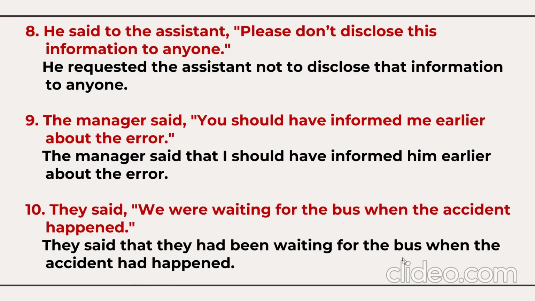They had been waiting for the bus when the accident had happened. See that there are two changes. Don't forget this very important, tough question. We were waiting, were waiting has become here had been waiting. The accident happened has become here the accident had happened. Simple past changed to the past perfect, right? Past continuous has changed to the past perfect continuous.